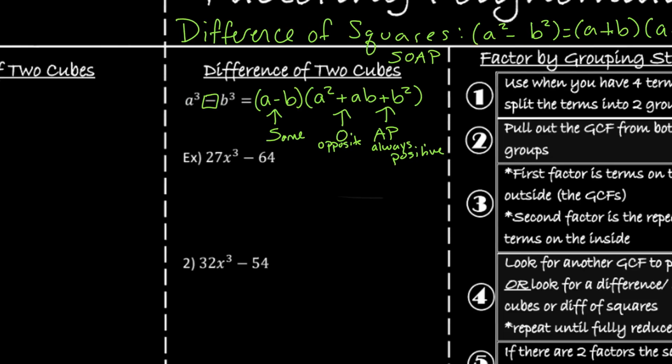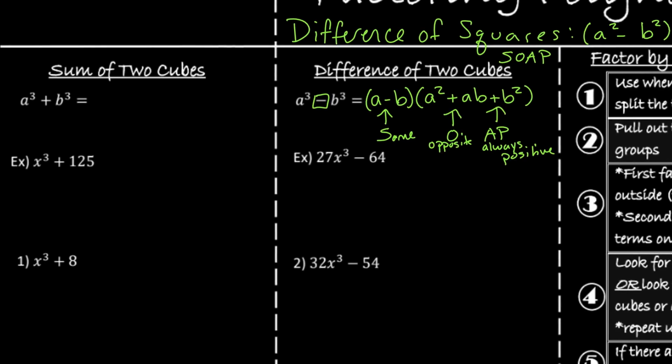The reason you kind of want to know this acronym is because the sum of cubes uses the exact same acronym. Now it's the same sign, so plus b, then a squared, opposite sign, so minus a times b, and then always positive b squared. Any questions on that?